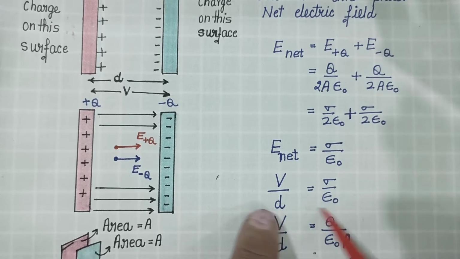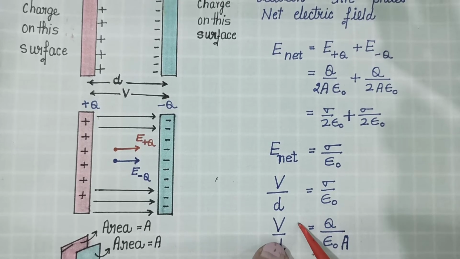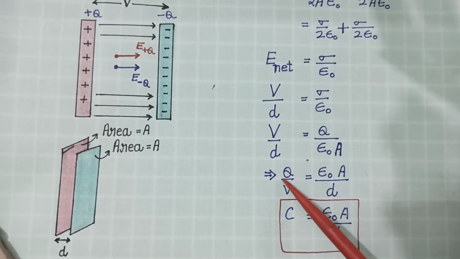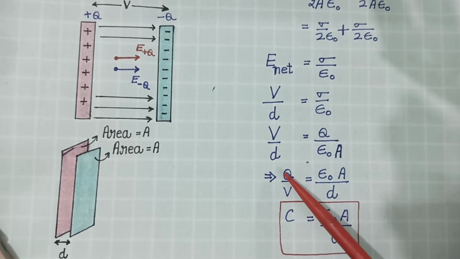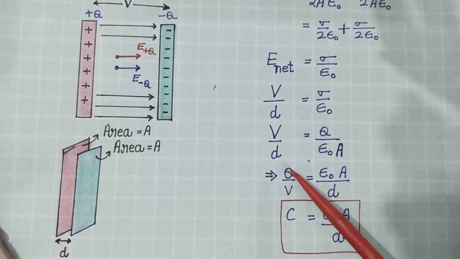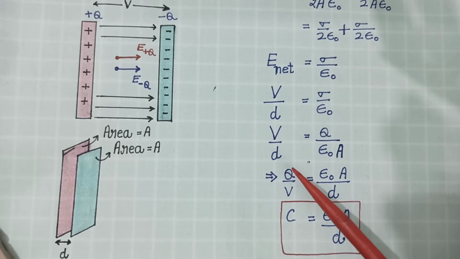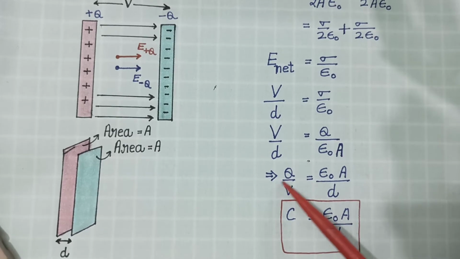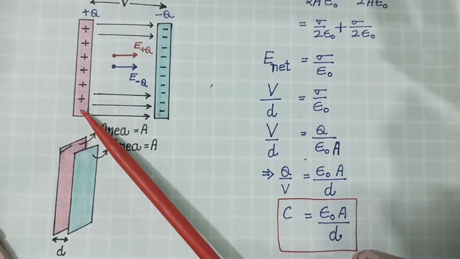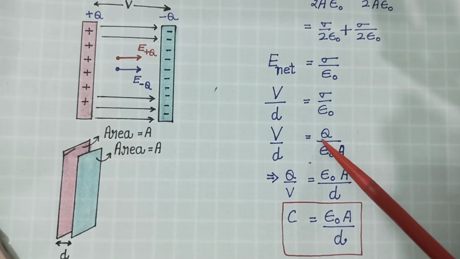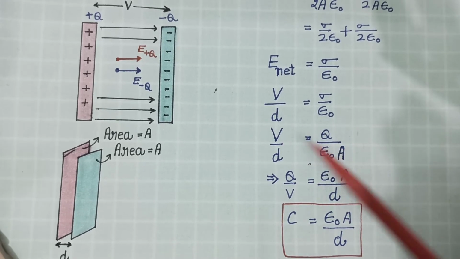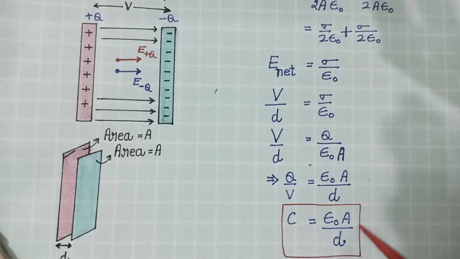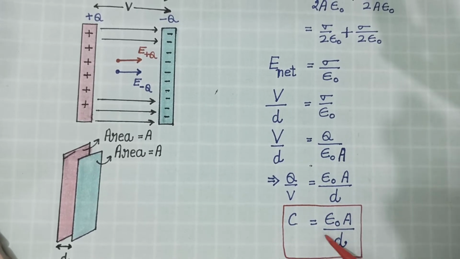So we finally have this formula, and now we can very easily calculate capacitance, because capacitance is charge on the inner surface of the positive plate. Listen to me carefully. Capacitance of a parallel plate capacitor is the charge on the inner surface of the positive plate divided by the potential difference between the two plates. So Q upon V will be epsilon naught A upon d. So the capacitance of a parallel plate capacitor is epsilon naught A upon d.